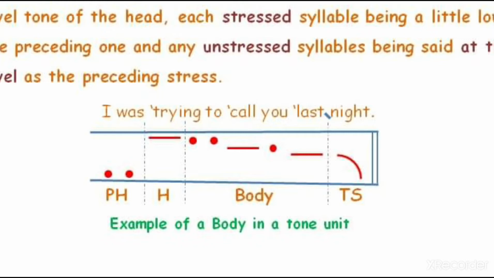And then "call" is a stressed syllable, so it is a little bit lower than the previous stressed syllable, with a long dash, and then a dot for "you" at the same level as "call". And then "last", which is a stressed syllable, a little bit lower than the previous stressed syllable. And then the TS, which is a curved line from a mid-level to a low level for the word "night". So where is the body? We said that the body is any syllable between the head and the TS. So the body in this sentence is the "ing" form of "trying to call you last". So this part constitutes the body of this sentence.